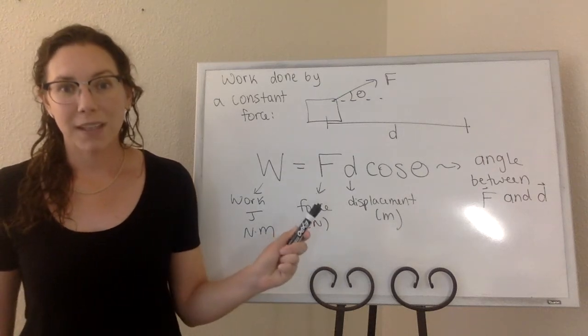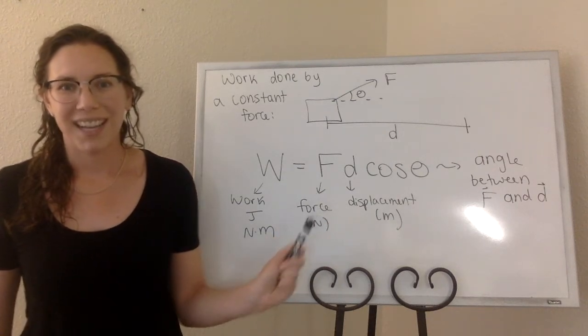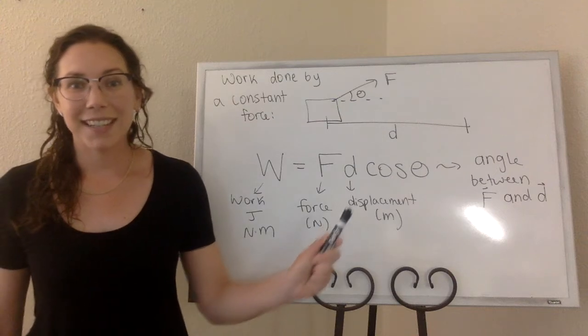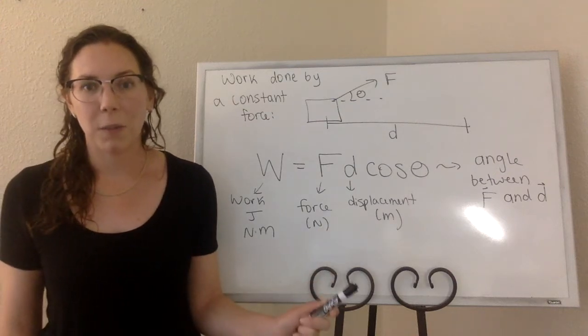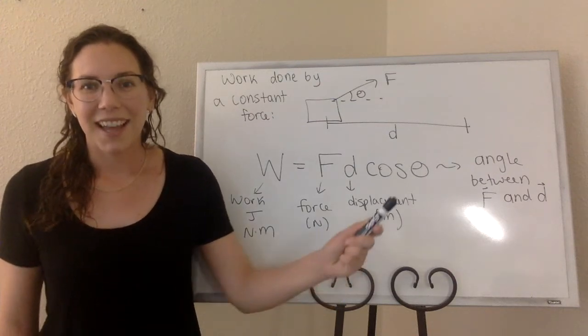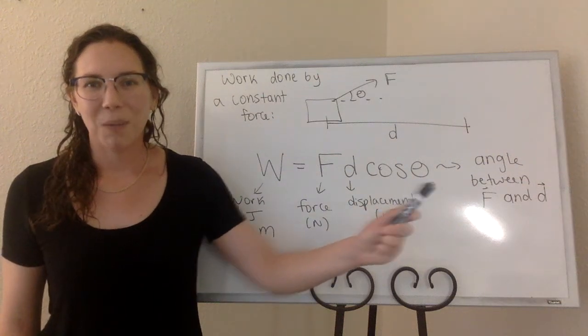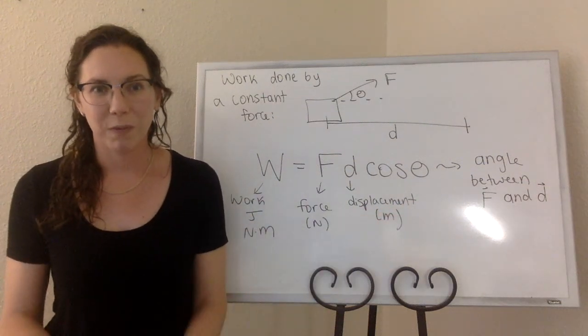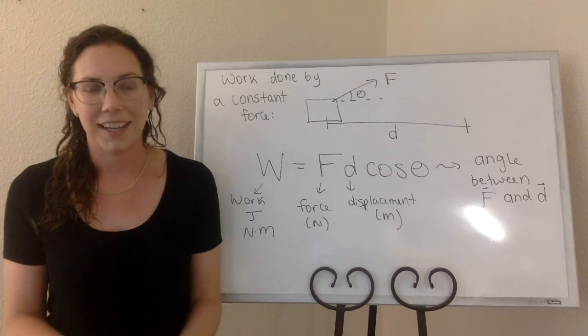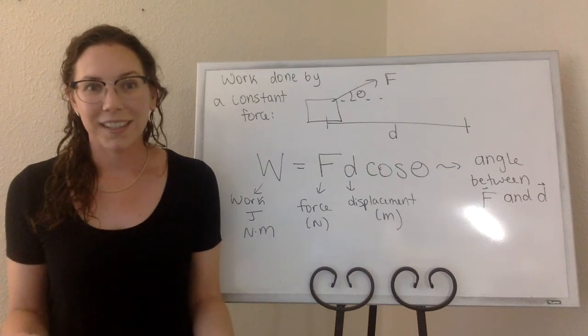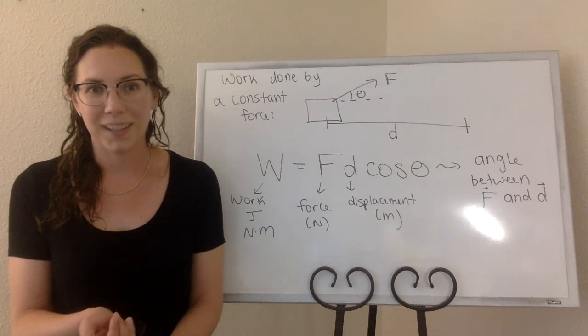F is the magnitude of the force, so it's positive, in newtons. d is the magnitude of the displacement, also positive, in meters. And this is cosine of theta, where theta is the angle between the force and the displacement. So this will give you the work done by the force F. So this is for an individual force.